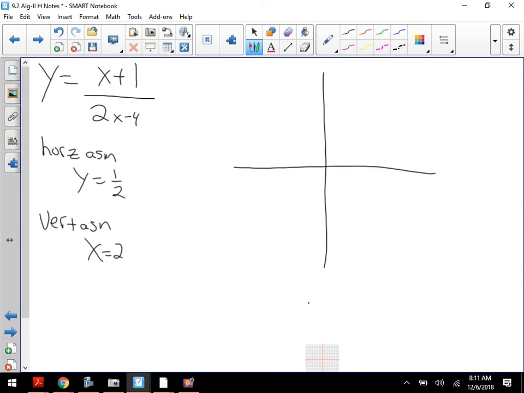So we start with this. Put your vertical asymptote in. Vertical asymptote will be at 2, so we just go over 2. Horizontal asymptote is at 1/2. So in my mind, I'm thinking, hey, some good points to pick: 3, 4, 1, 0. You see that? 2 to the right, 2 to the left.